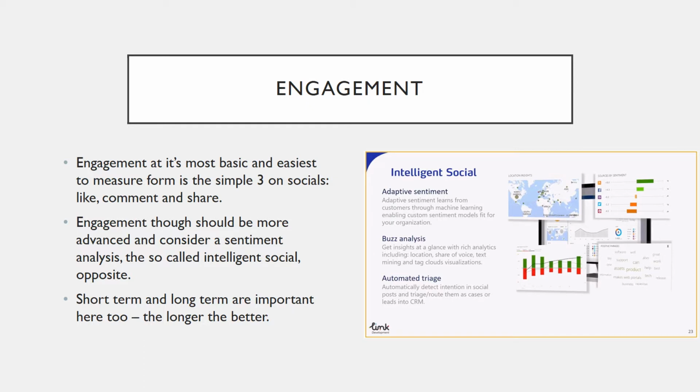First to engagement. Engagement at its most basic and easiest to measure form is the three simple things you can look at on social media: likes, comments, and shares. Engagement, though, should be more advanced and consider a sentiment analysis, the so-called intelligent social, as you can see in the image opposite. Short-term and long-term are important here too. The longer, the better, because it more accurately tracks the effectiveness of a campaign on brand effects over a long period of time.